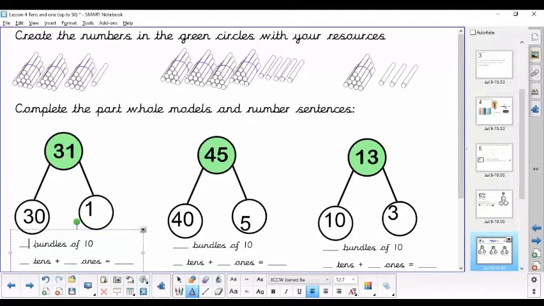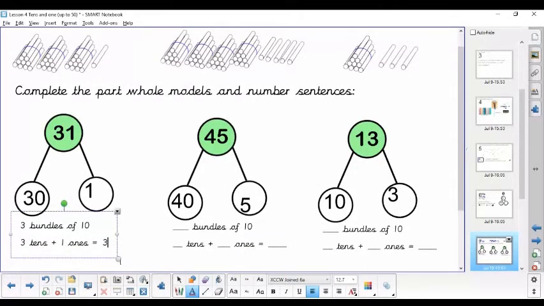So how many bundles of 10 did I have? I had 3 bundles of 10. That means I had 3 10s. Add, how many 1s did I have? That's right, I had 1 1s, and it gave me the answer 31. Ooh, where's it gone? 31 there.